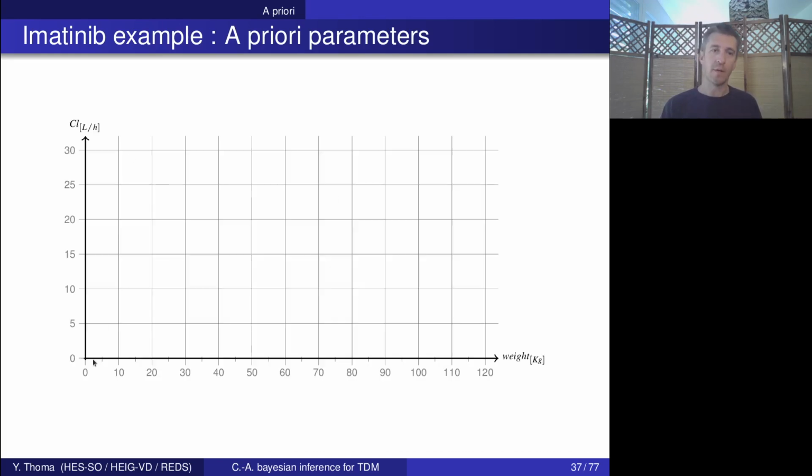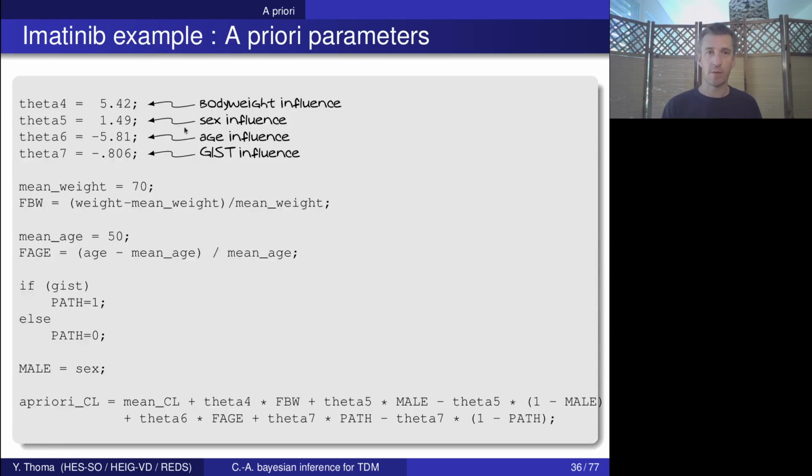So now here, I'm just showing you, for instance, the influence of the weight of the person on the clearance. So here we know that the body weight has a certain influence, and we'll use the difference between the weight of the person and the average or mean weight, which is 70 kilos. And that will modify the clearance.